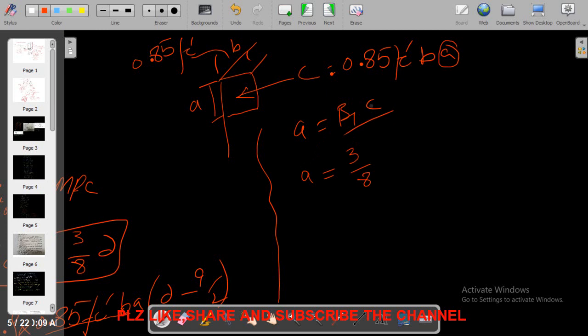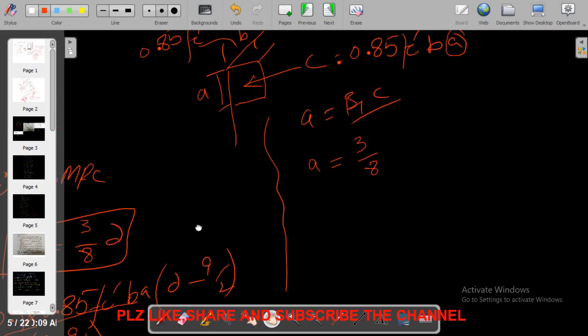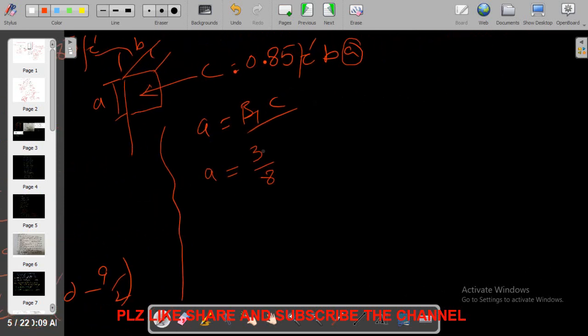We are just plugging the value of C, which we will derive right here. C equals 3 by 8 into T, so 3 by 8 into C into beta 1. We just plug the value of C right here. 3 by 8 times D beta 1. And if we divide 3 by 8, we know this is 0.375 beta 1 times D. This is the final value of A.